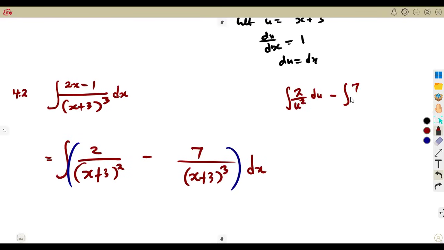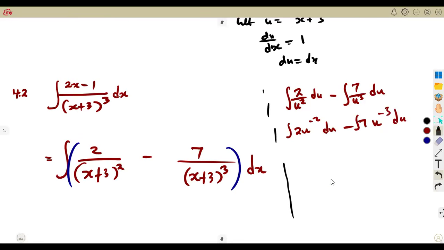minus the integral of 7 over u to the exponent of 3 with respect to u. This can be integrated if we have it on top there. So how do you write it on top? We just write it with a negative exponent. So it was going to be 2u to the exponent of minus 2 minus 7u to the exponent of minus 3 with respect to u.